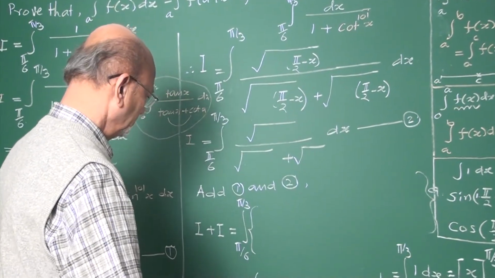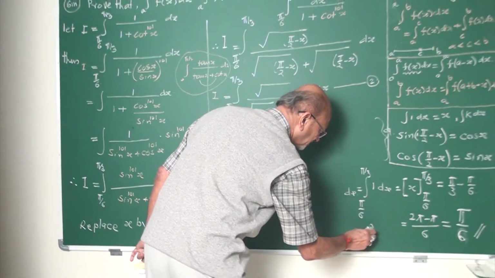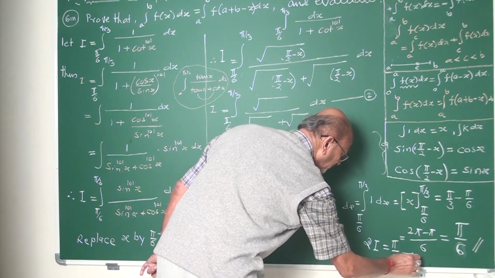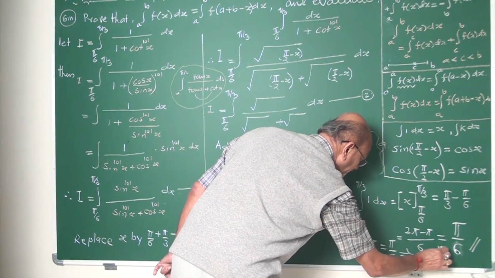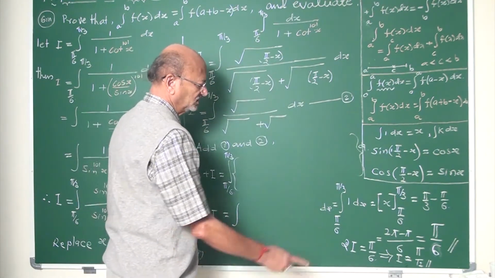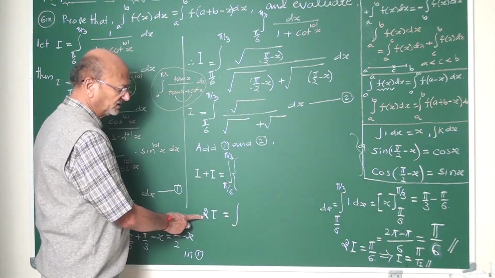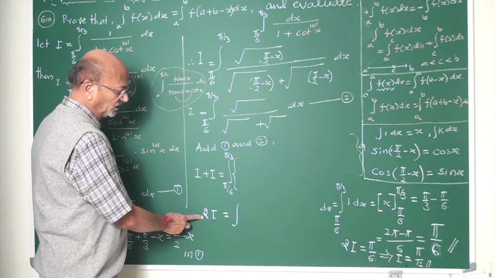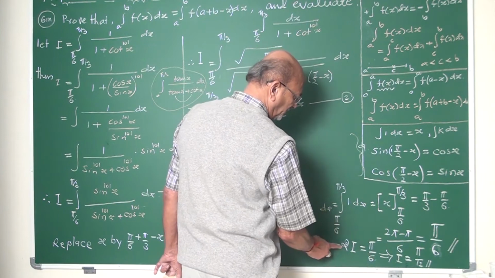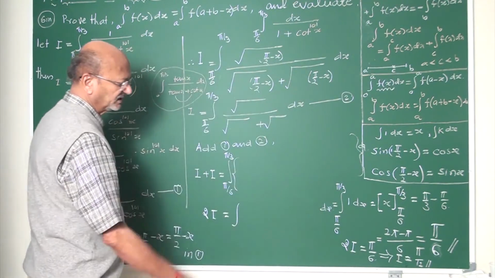Yes, my friends, in the previous example I made one mistake. What is this, my friend? It is 2I. 2I is pi by 6. Then what is the value of I, my friends? I is pi by 12. Please correct it. So this value of pi by 6 is 2I on the LHS. In the previous example, with tan, 2I is pi by 6. What is the value of I then? Pi by 6 upon 2. Pi by 6 upon 2 is what? Pi by 12, my friends.